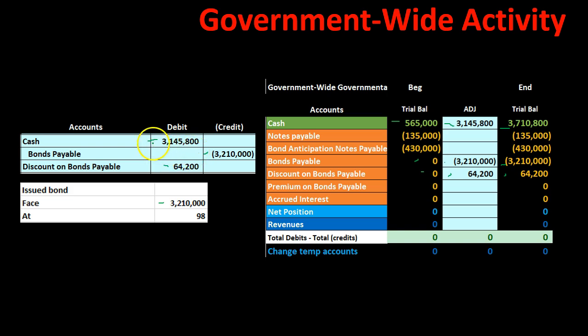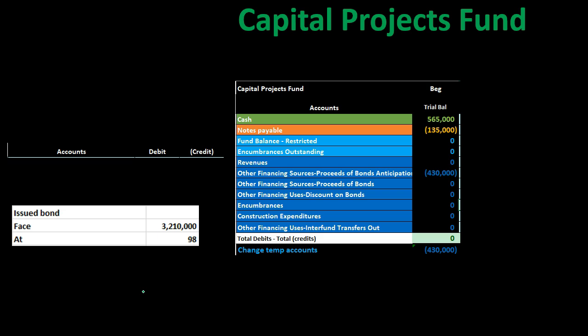So we're going to have to record the bond on the books at the cash amount. That's how much we're going to be able to use to finance. Then note that the financing of the debt may go to a debt service fund, something we'll talk about later. We're just concentrating here on the government-wide activities and the capital project fund.